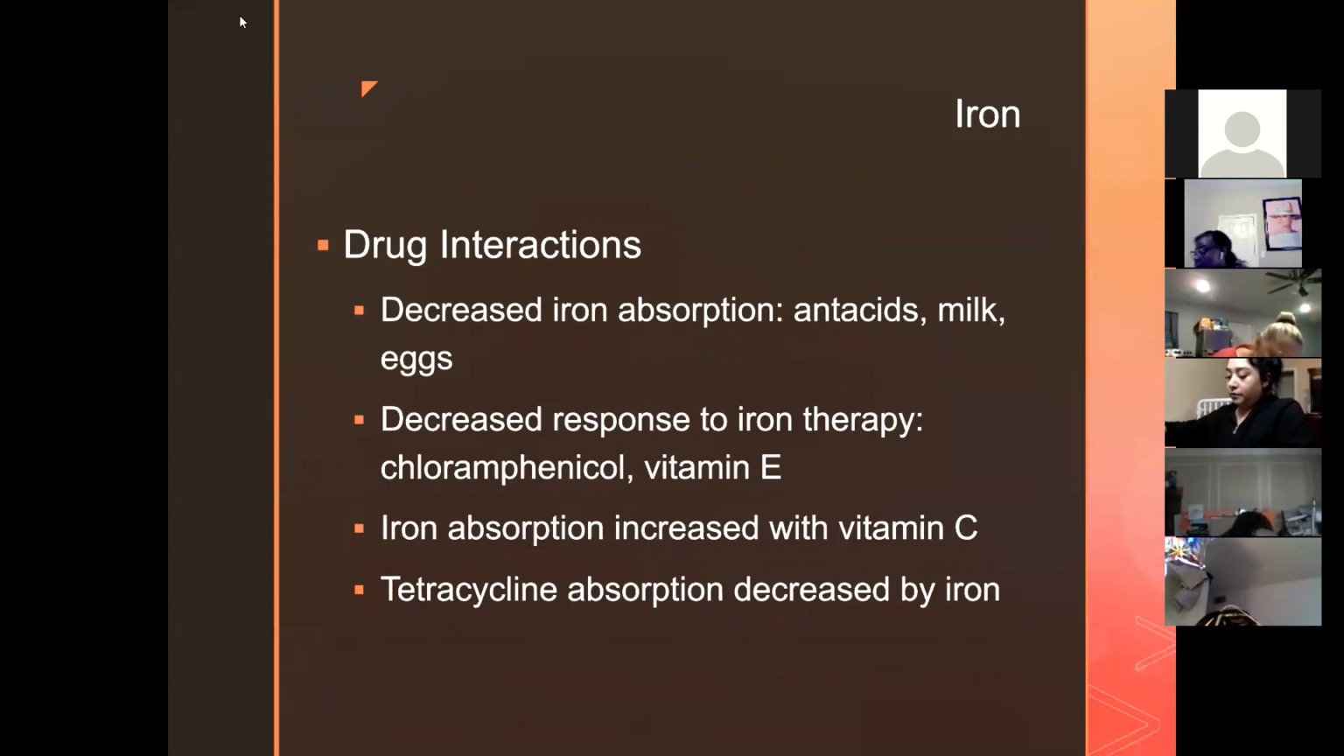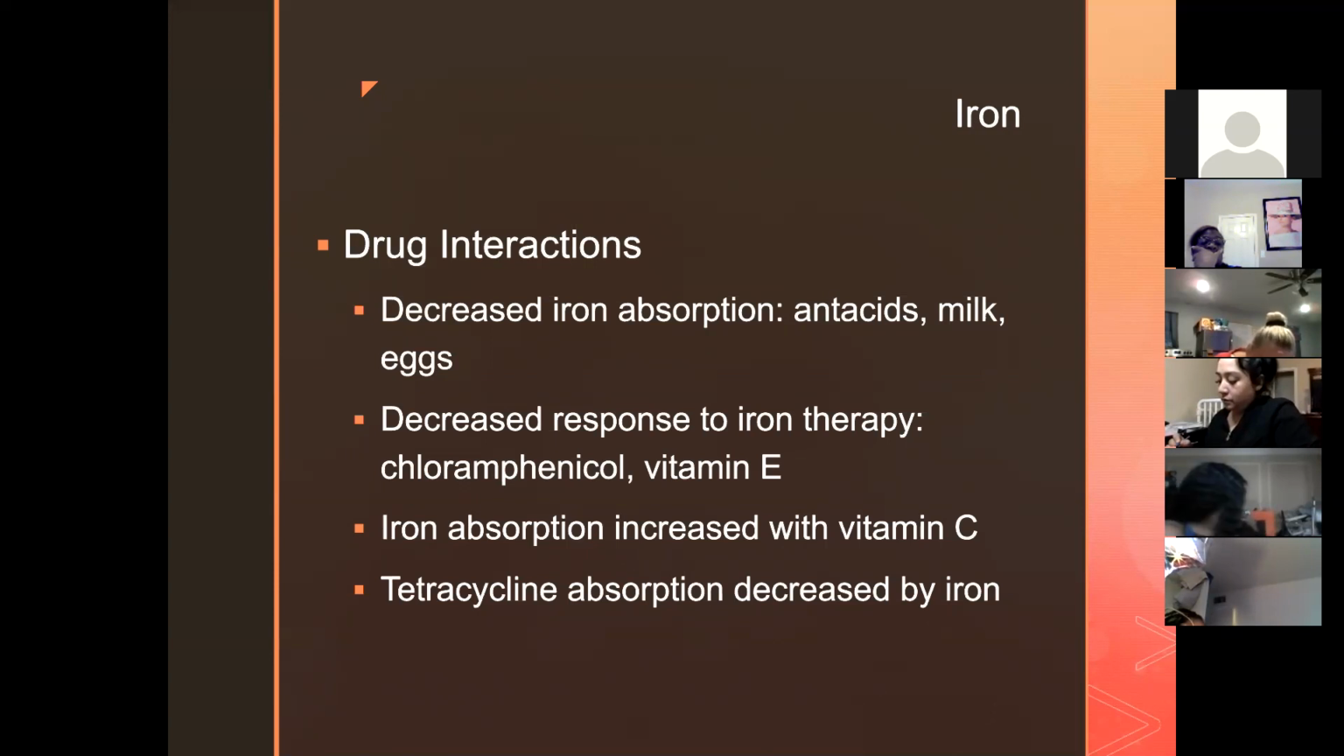If your patient is taking iron, they cannot take their iron with antacids or milk or eggs. So if you eat eggs every morning for breakfast, please do not take your iron with your breakfast. We already said it is increased with vitamin C. If your patient is taking tetracycline, the absorption will be decreased by iron. So that's something that they'll have to work out with their physician beforehand.